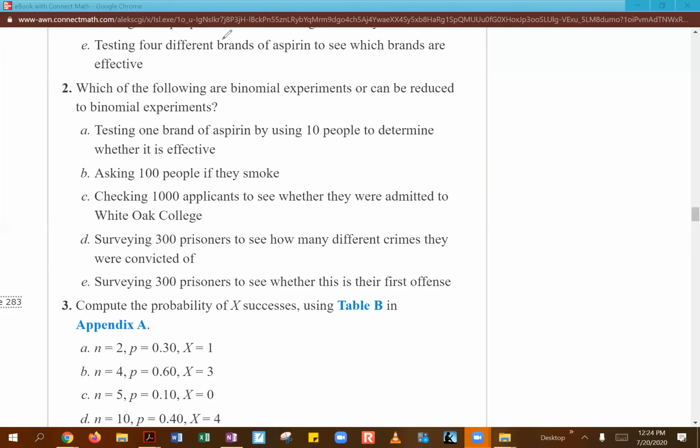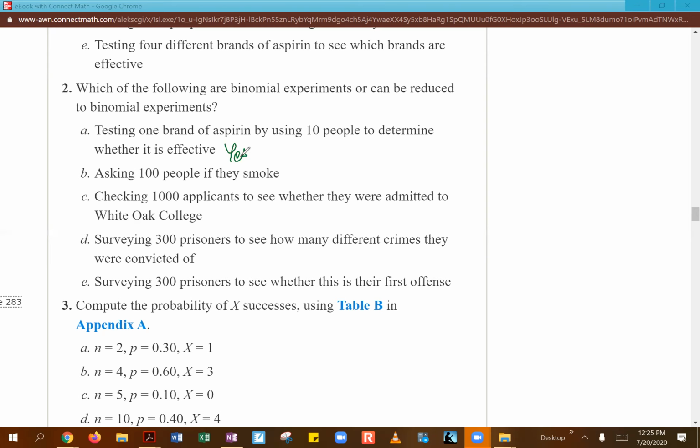Jesus, you're saying yes? Alexander also, okay. Yeah, because this one, like I was saying before, since they are breaking it down to just one brand and they want to know if it's going to be effective or not effective, so that's 2 outcomes. We are keeping a fixed number of trials because we're using 10 people. And then the probability of success and our events being independent should definitely also work, because again, you would be choosing those 10 people randomly. So yeah, this can be broken down into a binomial experiment.